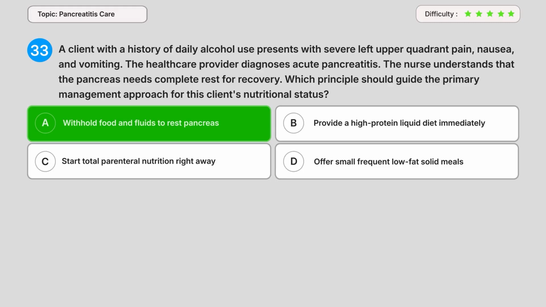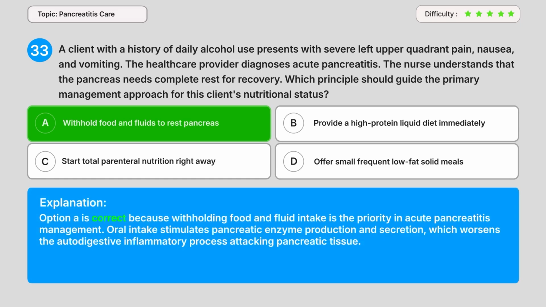Correct answer, A. Withhold food and fluids to rest the pancreas. Explanation. Option A is correct because withholding food and fluid intake is the priority in acute pancreatitis management. Oral intake stimulates pancreatic enzyme production and secretion, which worsens the autodigestive inflammatory process, attacking pancreatic tissue.